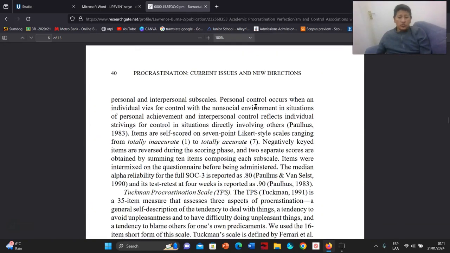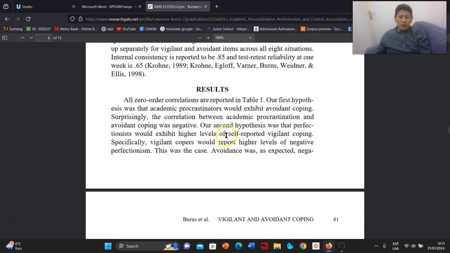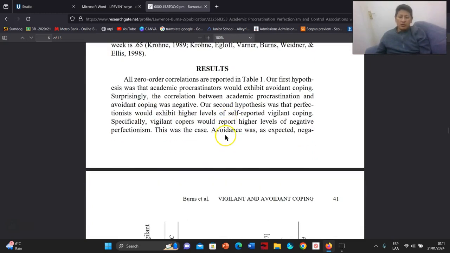Let's go to the results. The results show us very clearly the details from the data, which data you collect and calculate. They show us all the results, but in these results there is not the opinion of the author.